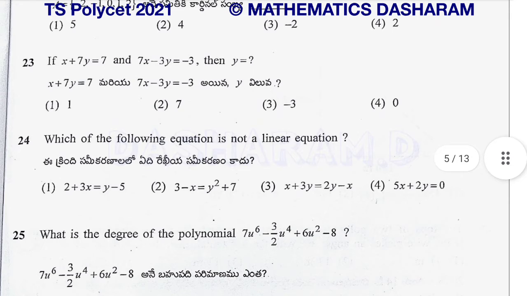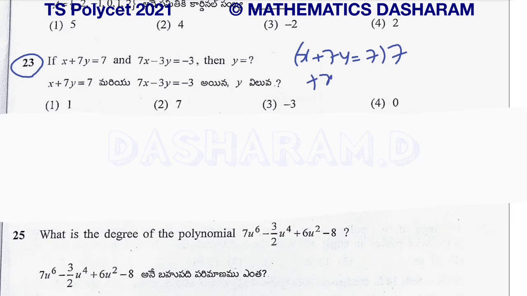Question number 23. If x plus 7y equals 7 and 7x minus 3y equals minus 3, then what is the y value? So to find the y value, eliminate the x in both equations. But here the x coefficient is 1, here the x coefficient is 7. So that is why the first equation x plus 7y equals 7, let us multiply with 7.